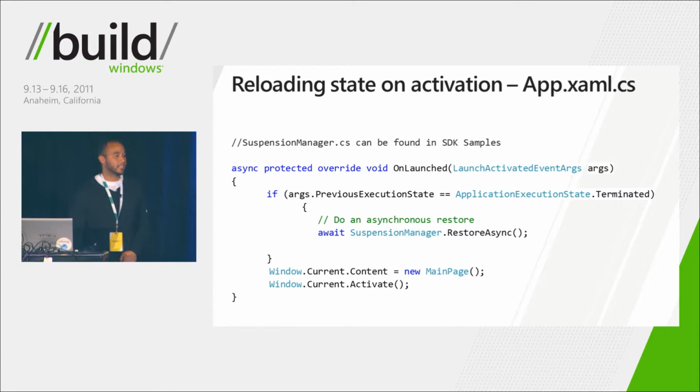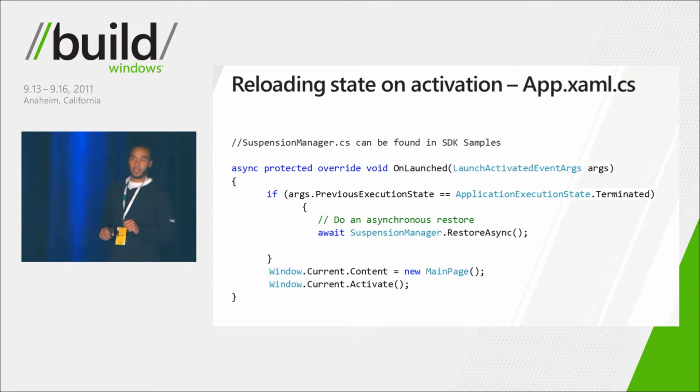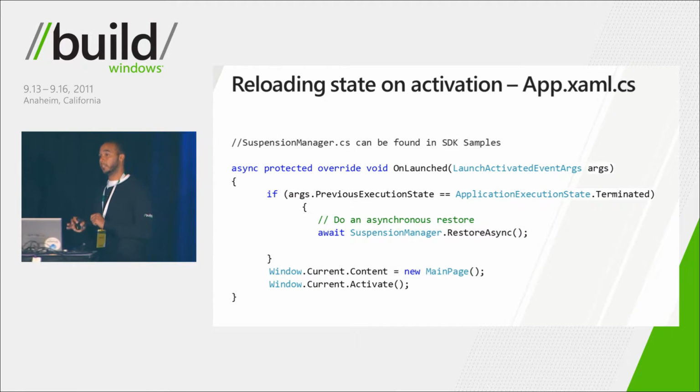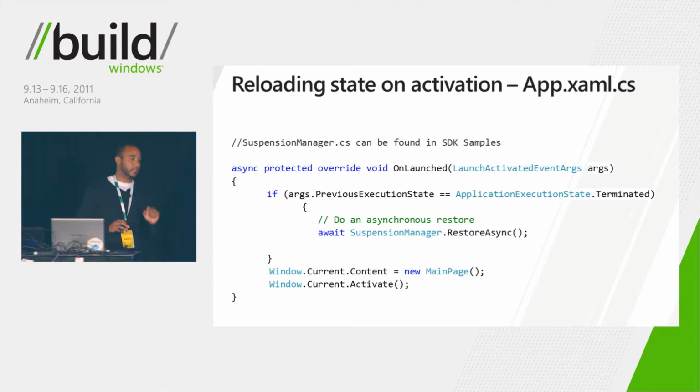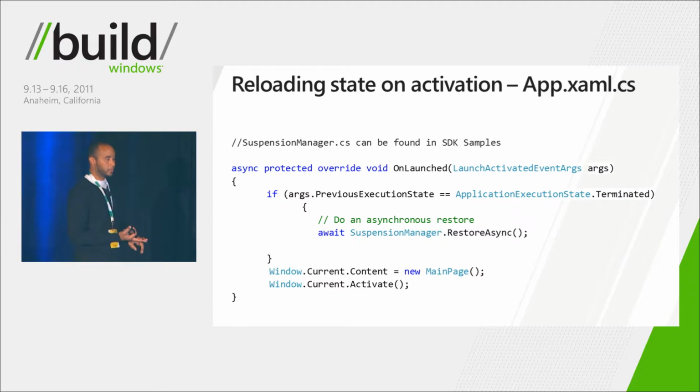Here's a good example of actually reloading state in app.xaml.cs. A couple of things I didn't mention last time I definitely want to highlight now. For those of you who haven't played around with VS, XAML projects in Win8 look very, very similar to other XAML technologies and other desktop legacy application development tools. We have app.xaml, we have app.xaml.cs. You do File, New Project, and you'll get your main page and your user control.